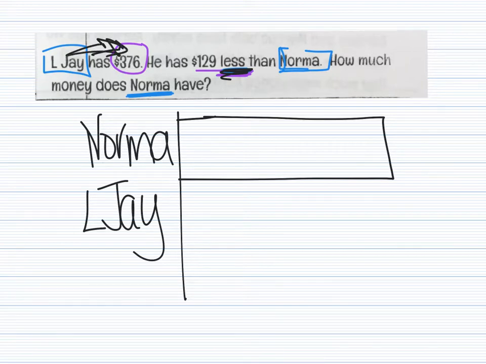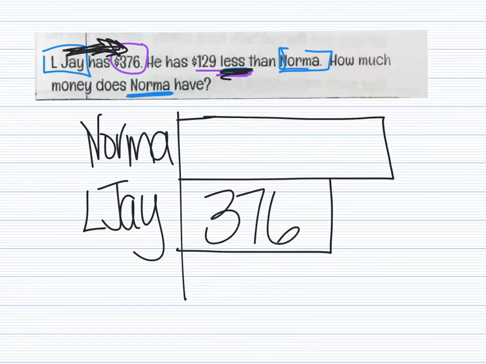So LJ has $376. But he has $129 less. So I can't make LJ's rectangle the same size as Norma. So I'm going to put his about here. And I'm going to write in what number? Good, 376, because it shows me right here exactly how much money LJ has.